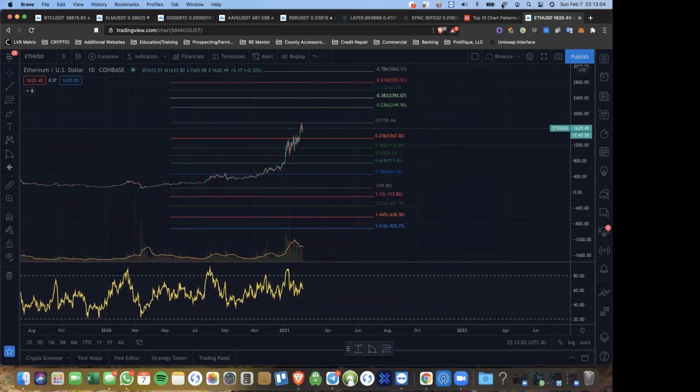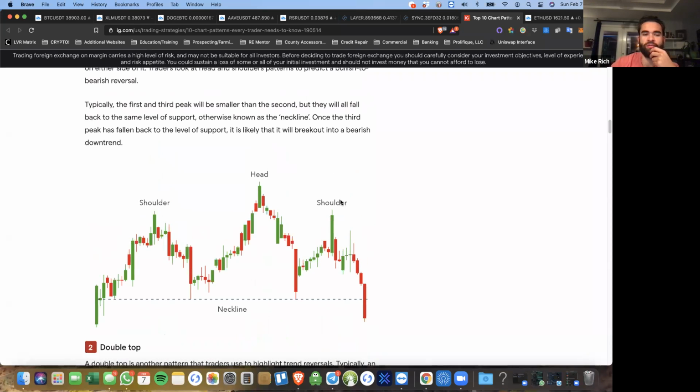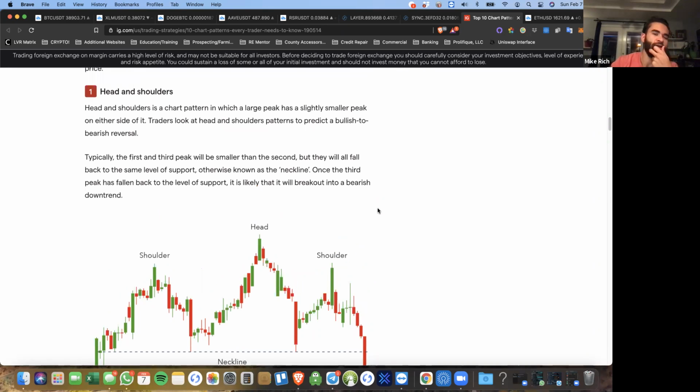So let's start with this, guys. Head and Shoulders, right? A large peak has a slightly smaller peak on either side of it, shoulders, right? Traders look at shoulder patterns, Head and Shoulders, to predict a bullish to bearish reversal. So this is a reversal pattern, right? So give yourself a second, write this down, draw a quick little graph, and I can attach this in the chat as well, but write it down, take some notes, something.